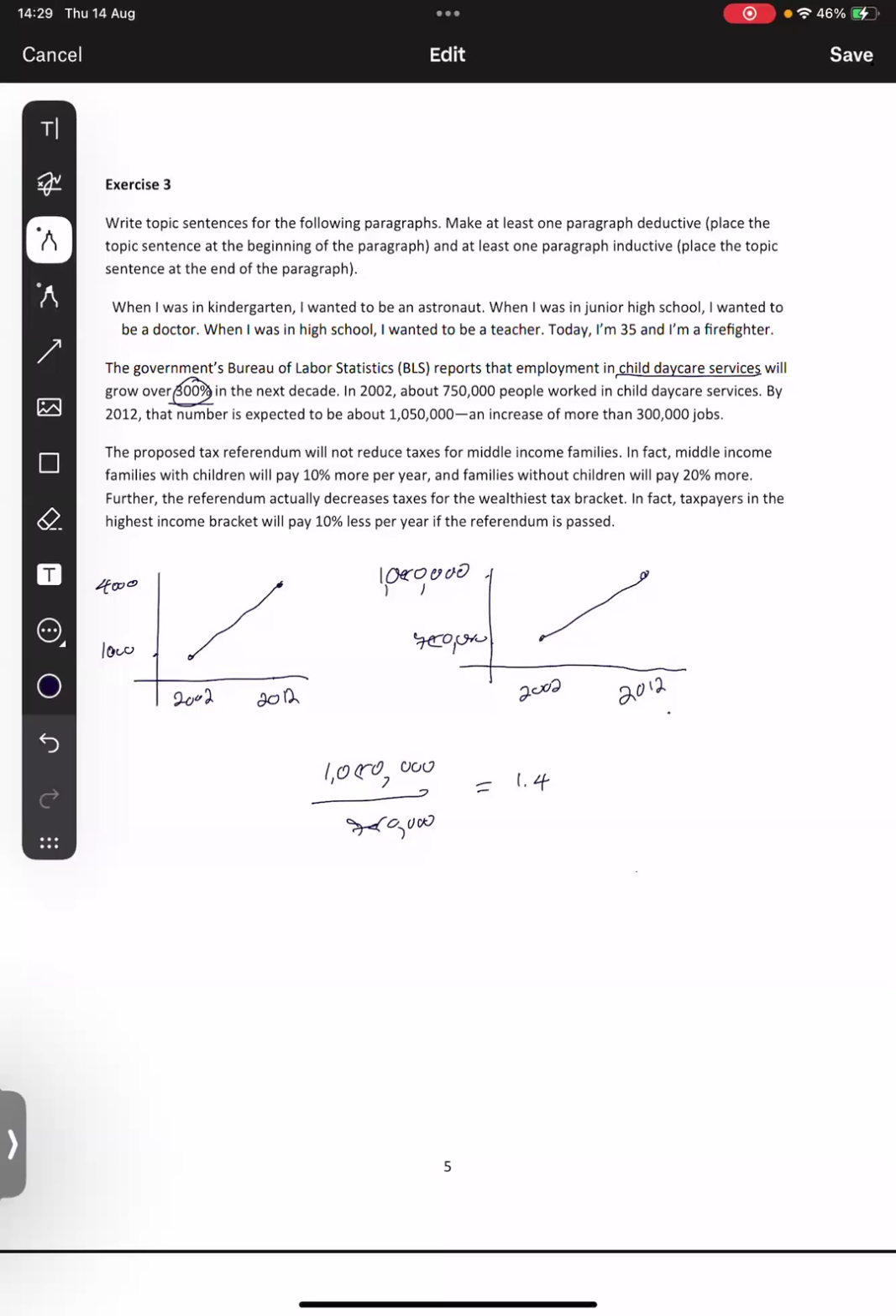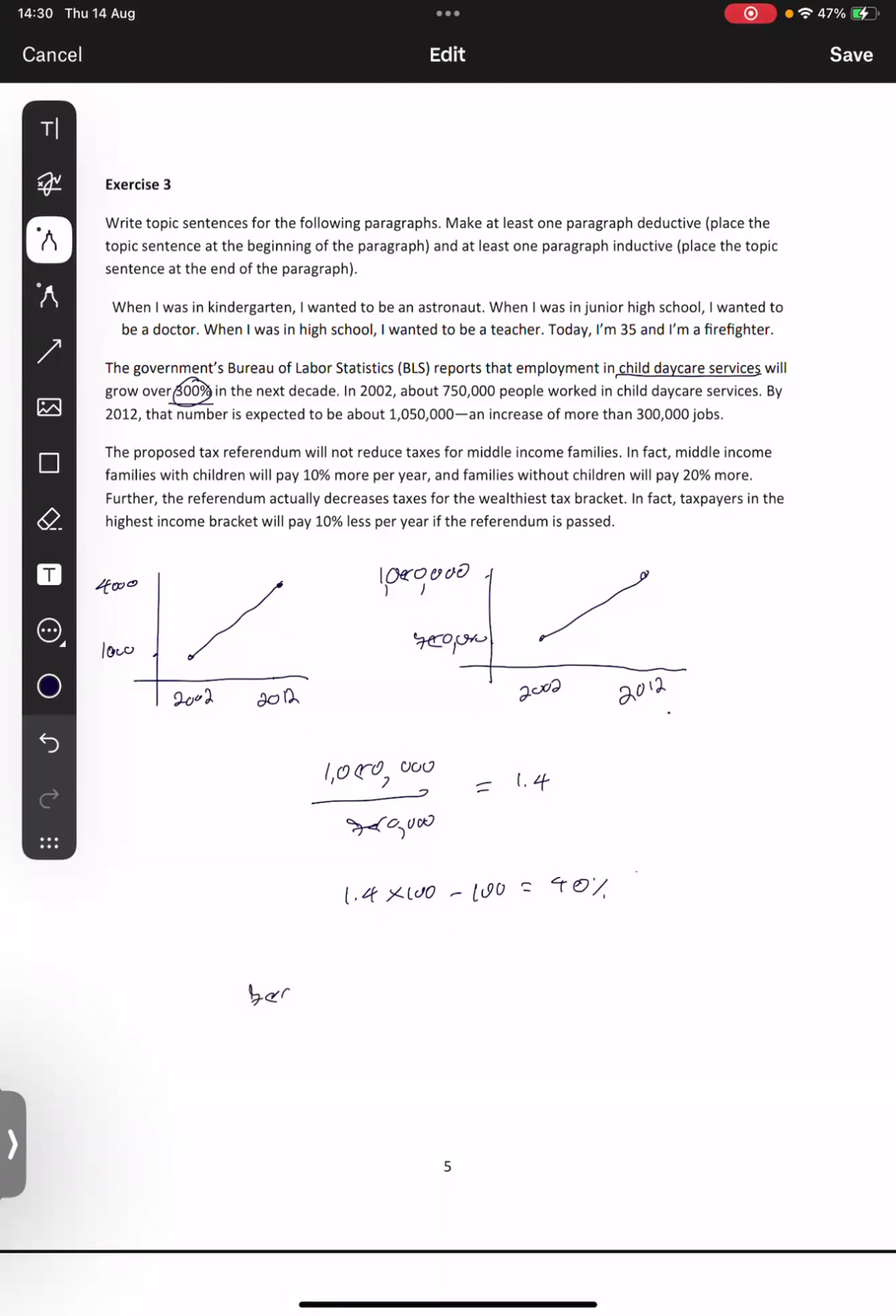Okay, now if we multiply that by 100 and then we subtract 100 from it, okay, then we get what? 1.4 times 100, that's 140. And if we subtract 100 from it, we get what? 40% only. That's not really 300%. We can double check, right?